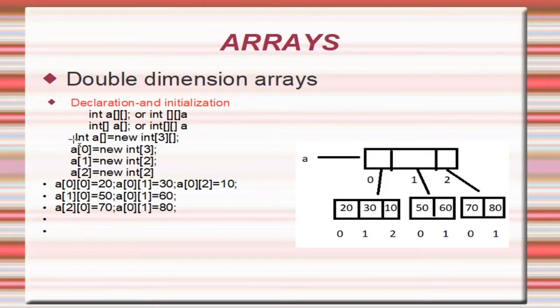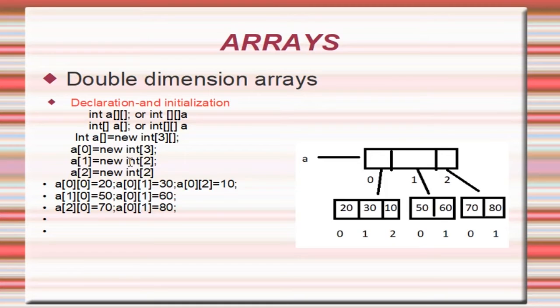Initializing, how to initialize two-dimensional arrays. This is the first way we have to initialize. int a equal to new int of two square brackets. I am taking here an integer array, so that's why I am taking int. If you want to declare a byte, then you have to write new byte. If you are going for a character array, then you have to write new char, like that. Whichever type of array you want, you have to write that respective data type here.